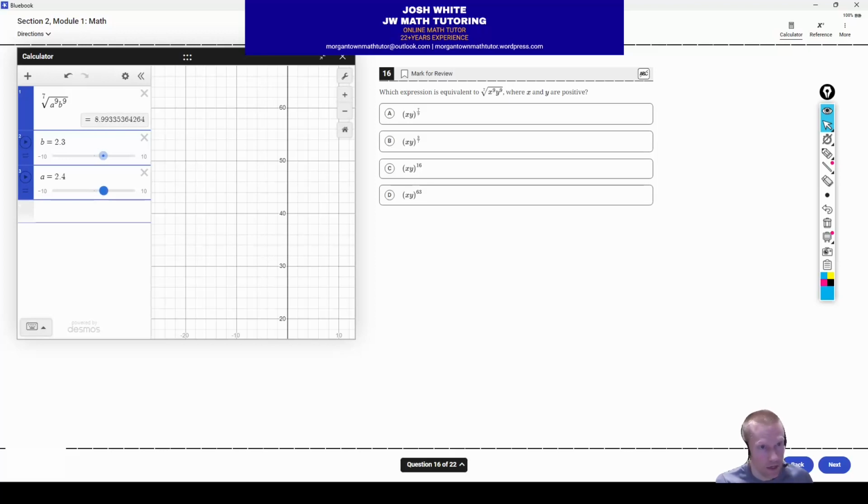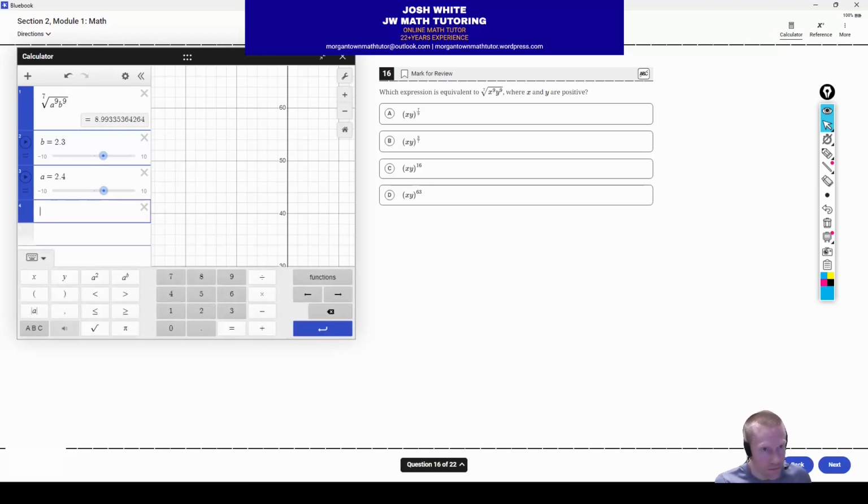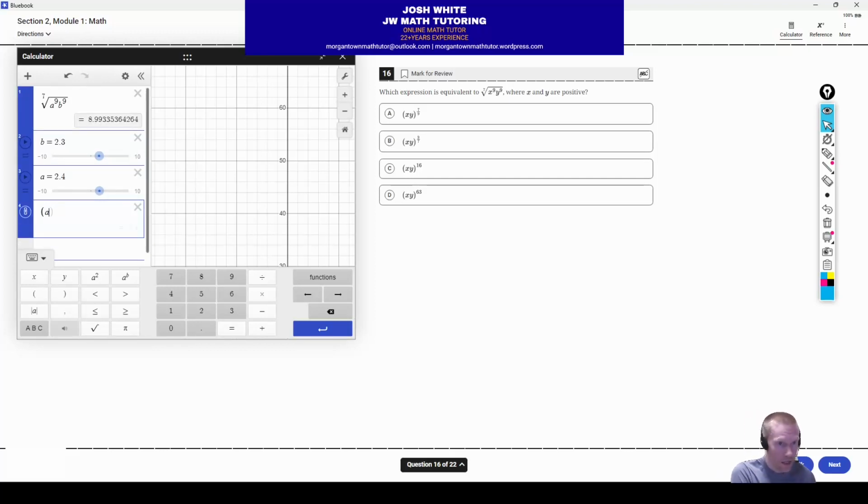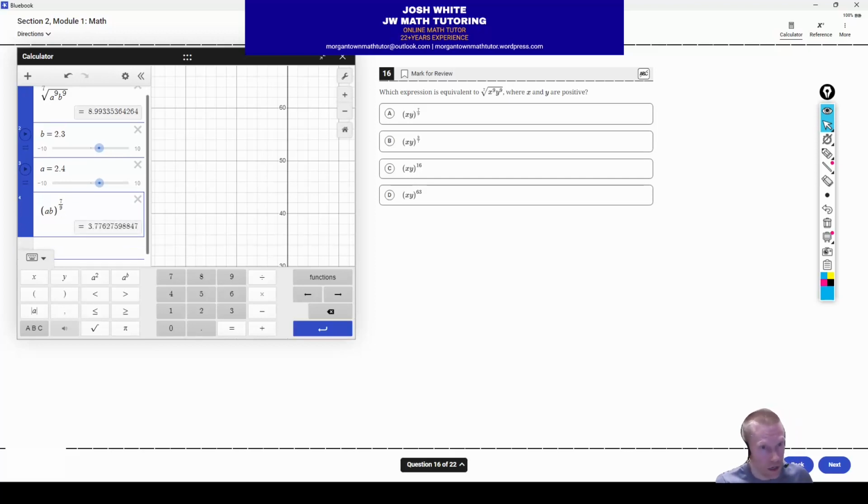And I'm just going to add sliders for a and b. I'll go to whatever random numbers. So when a and b are this, now what I'm going to do is run through the answer choices and see which one gives me the same value that I have up here. Which one gives me 8.99, whatever. Okay, A is not correct. Notice this matches perfectly. B is correct. This is the correct answer.